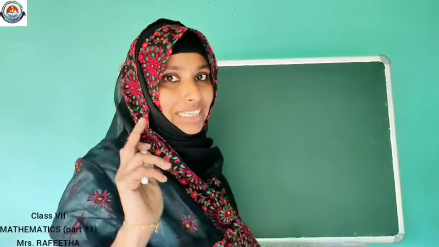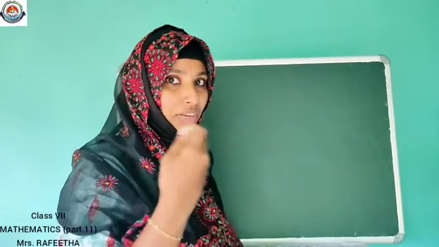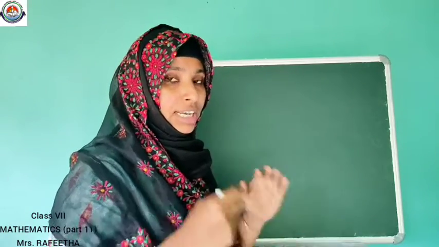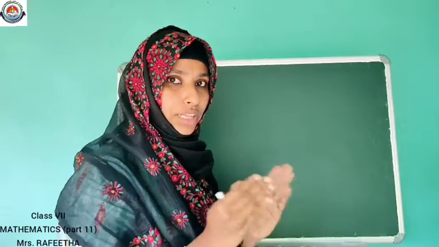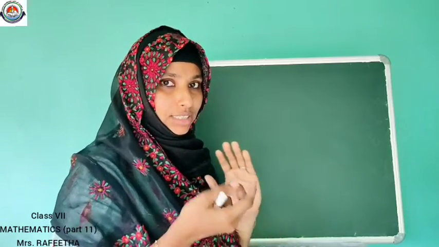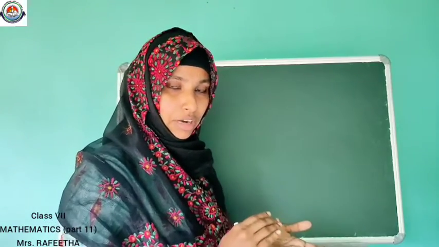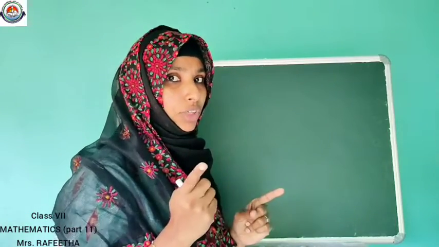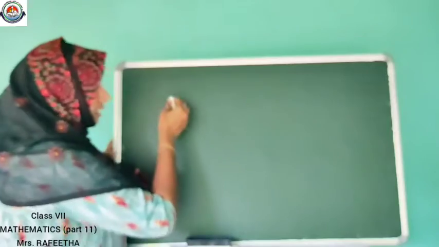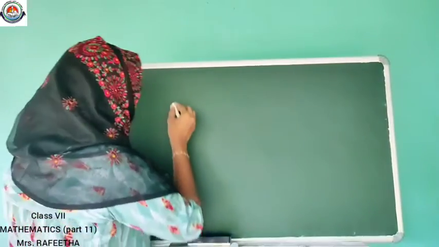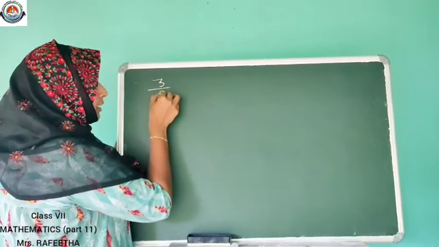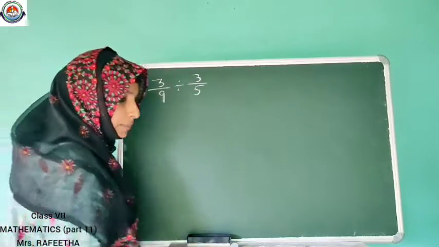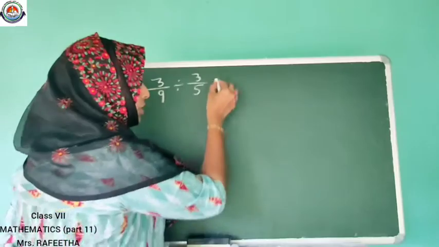Same as we have done in the previous problem, the division of a whole number and a fraction, the same case we are doing in this fraction division also. When a fraction is divided by another fraction, what do we want to do? Yes, that word, reciprocal. Suppose in the exercise question itself, 3 by 9 is divided by 3 by 5. What do we want to do first?